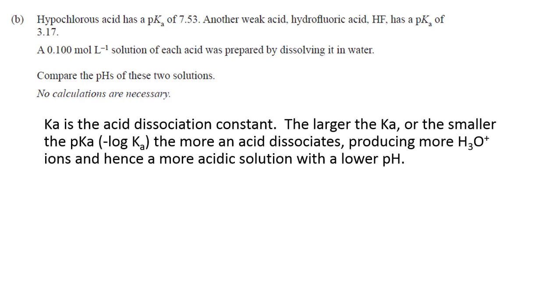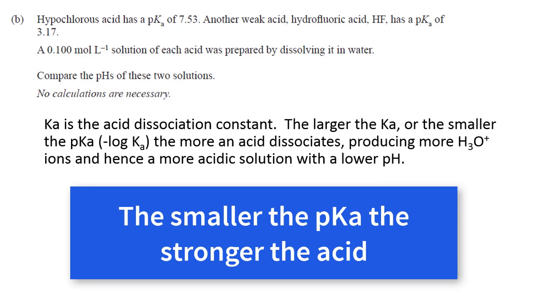To answer this, we need to understand a little bit about Ka. Ka is the acid dissociation constant, and the larger the Ka value is, or the smaller the pKa value is, because that's worked out by calculating the negative log of the Ka. So the bigger the Ka is, the smaller the pKa is going to be, and in that case, the more an acid will dissociate. If an acid is dissociating more, it's going to produce lots of H3O+ ions and hence a more acidic solution with a lower pH.